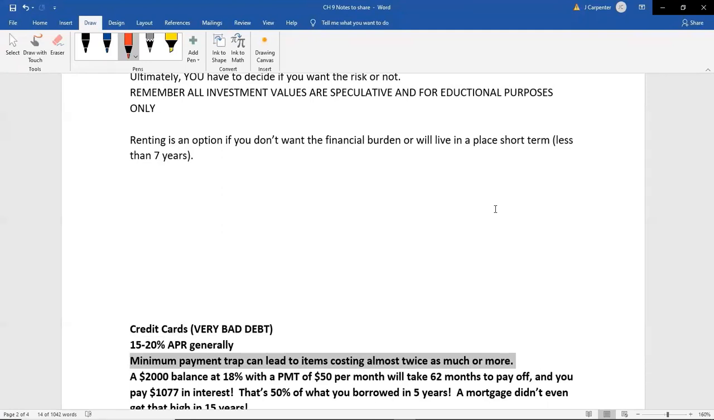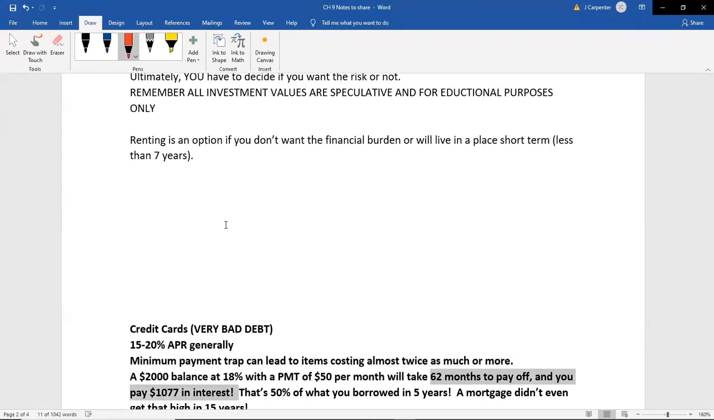All right, so let's do a scenario. $2,000 balance at 18% APR with a payment of $50 per month. And this is what you would probably see from the credit card company. Now, depending on your company, they may ask for a little more because they have different thresholds for values and stuff. So this credit card company says, you're going to pay us $50 every month. And I'm telling you, it's going to take 62 months to pay off, and you'll end up paying $1,077 in interest, which is more than 50% of what you borrowed in 5 years.